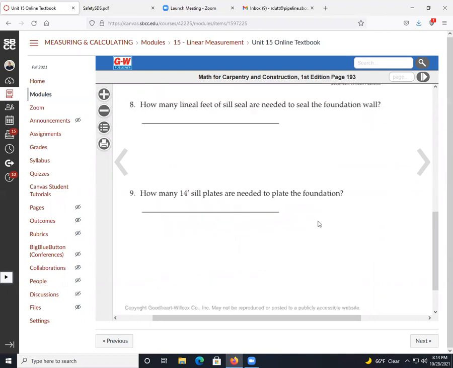And how many 14-foot sill plates are needed to plate it? 14 into 144. That would be 11, right? Because 14 times 10 is 140. So with 14-foot plates, if you got 10 of them, you'd be 4 foot short. So get that extra one. You'll have a little bit left over.